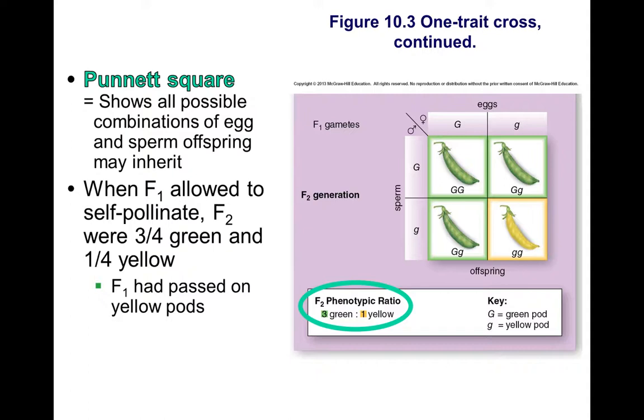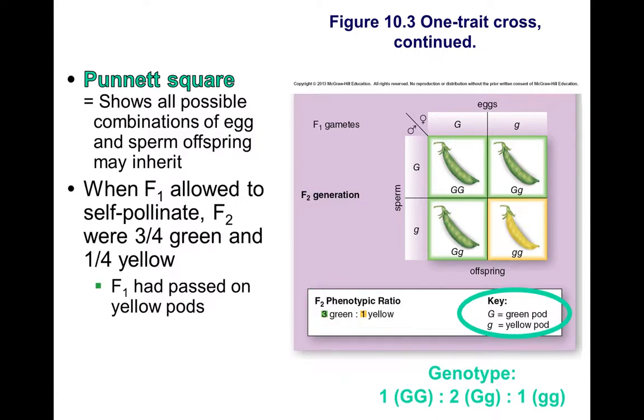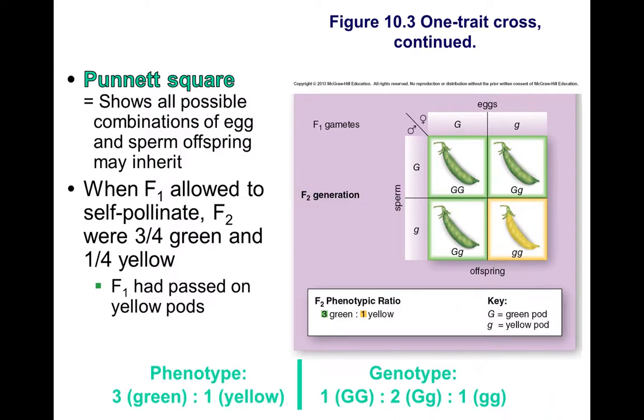So the ratio for phenotypes will be 3:1. How about genotypes? Well, here we have the key to genotype. And we get a different ratio of 1 capital G and capital G, 2 capital G and lowercase g, and 1 lowercase g and lowercase g. So phenotypes and genotypes differ in their ratios. I hope that this makes sense.